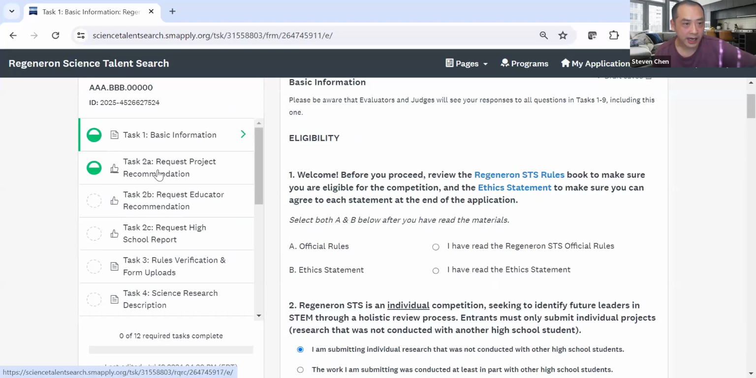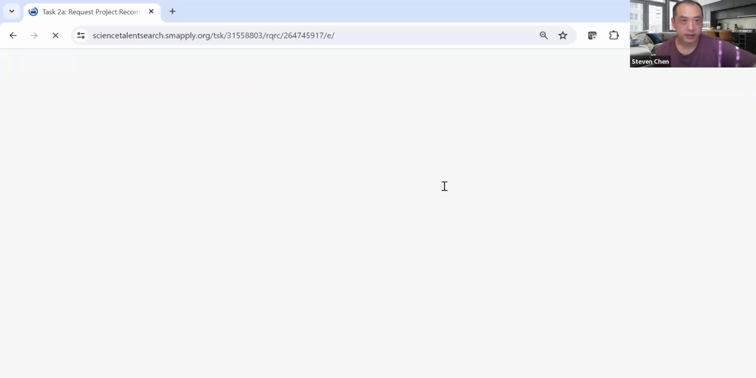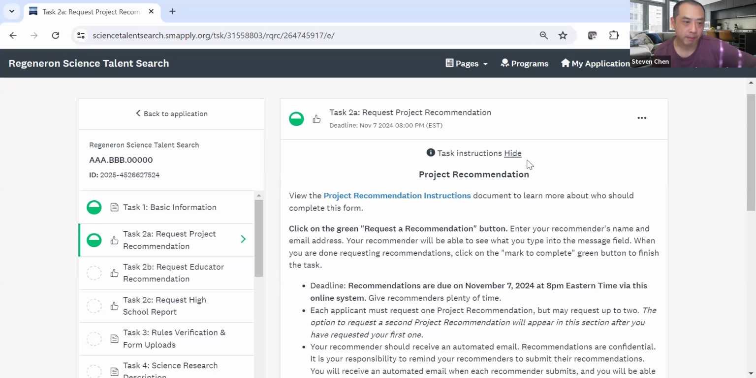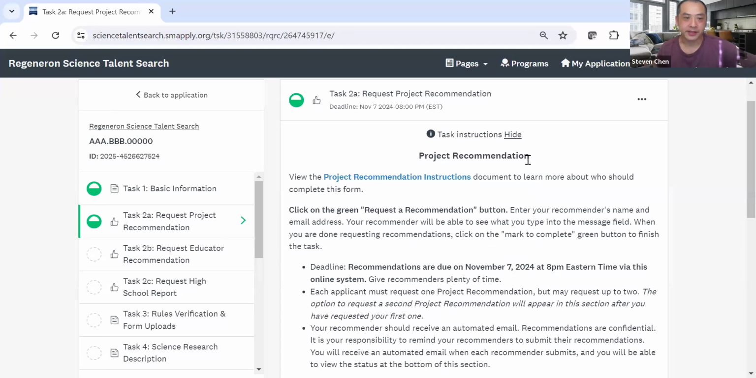Next, let's go to task 2. Task 2 has 3 parts, and it is about recommendation letters. The reason they split it into tasks 2A, 2B, and 2C is because they require external support from 3 different sources in 3 different ways. Let's look at task 2A, Request Project Recommendation. This is what it means: they ask for recommendations from 3 sources. One is from those people who can prove and certify your research. We call them project recommendations.